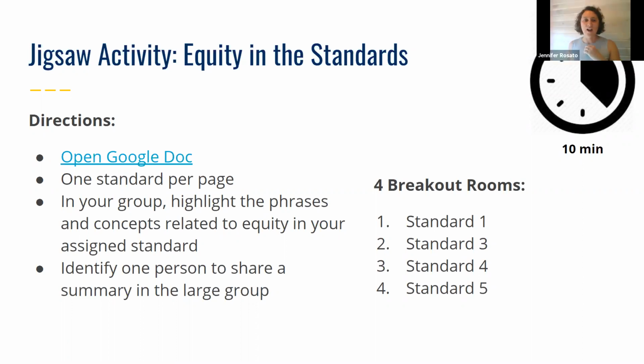Okay, so we're going to go into 4 breakout rooms, and each breakout room has a different standard assigned to it. The numbers don't quite match because equity and inclusion is number 2. So room 1 is going to get to have standard 1, but then room 2 gets standard 3, room 3 gets standard 4, and so on. It's labeled in the document. There's 1 standard per page. So whatever room you're in, you're going to want to go to the standard that you're assigned. And then in your group, just highlight the phrases and concepts that you think are related to equity as a part of that standard, and identify 1 person who can do a report out to the larger group here.